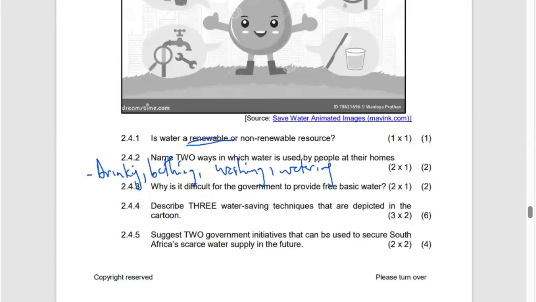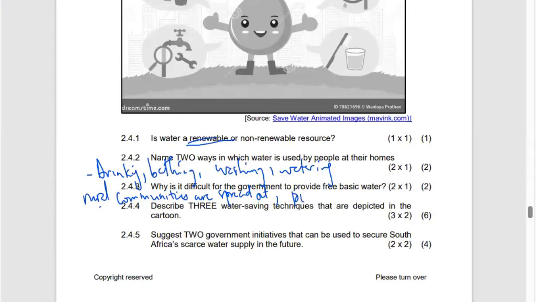Why is it difficult for the government to provide free basic water? Right, free basic water. We know that the Constitution entitles every household to receive some amount of free basic water, but the government is failing to do such. What are the challenges the government is meeting, which make it impossible to attain free basic water provision? We look at aspects like the spread out of rural communities. Rural communities are spread out. It becomes difficult to supply piped clean water. For that reason, it's expensive.